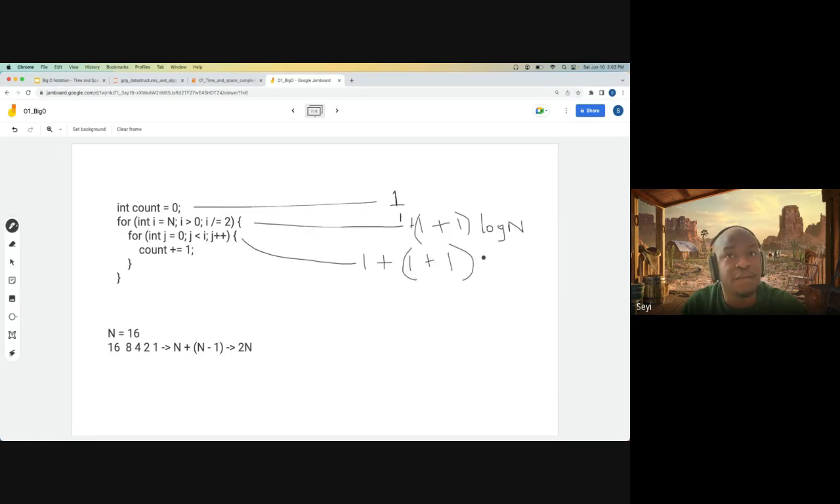O of n work done here. Totally in the inner loop. But there is something here that we need to take into consideration. We've accounted for the fact that this is the total work done in the inner loop, so we don't need to multiply it by log n again. I hope that's clear.